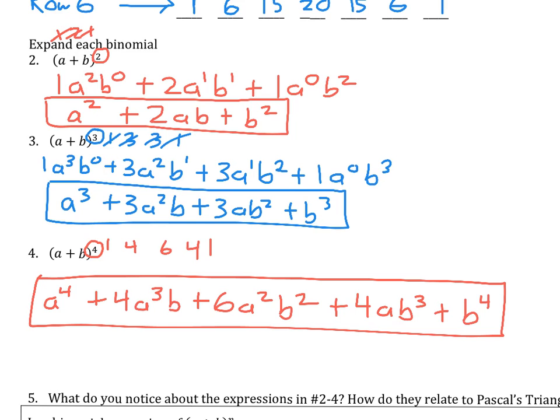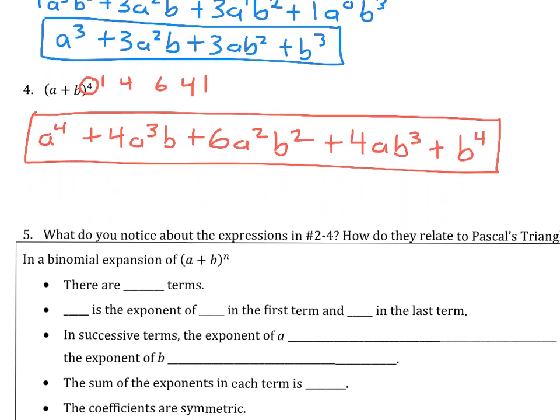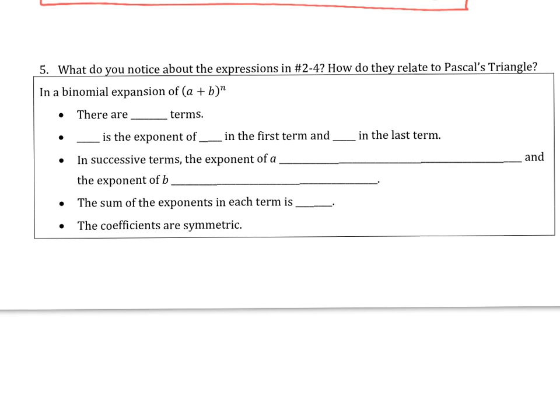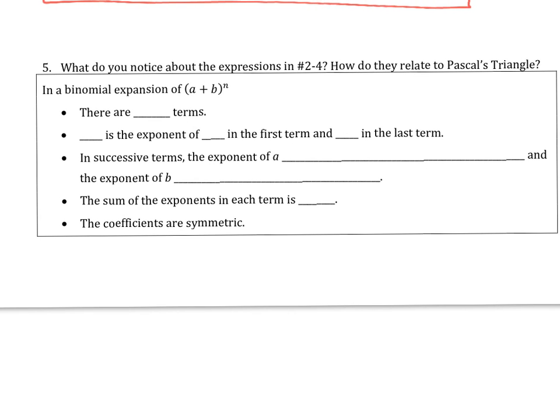Okay, so some properties. Some of these we already talked about. If you look at number 4, the exponent was 4, and our final answer had 5 terms. If you look at number 3, the exponent was 3, and our final answer had 4 terms. And so you'll notice that the number of terms is always 1 more than the exponent. So there will always be n plus 1 terms.